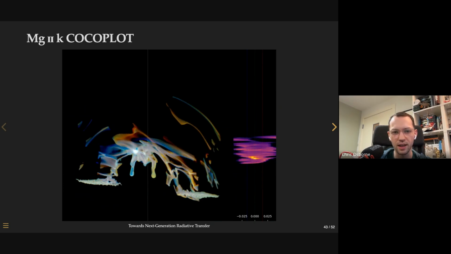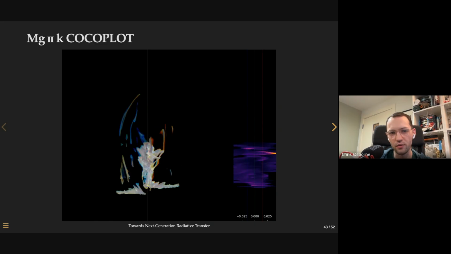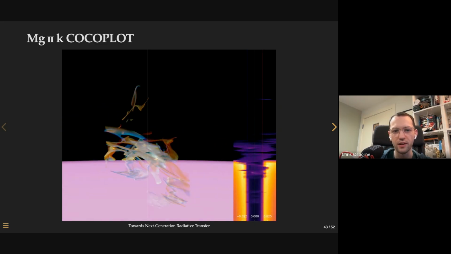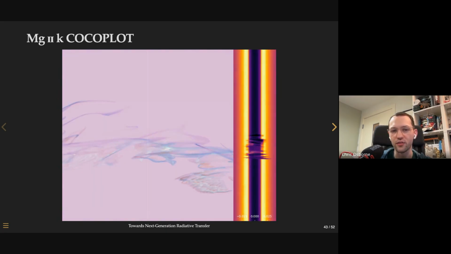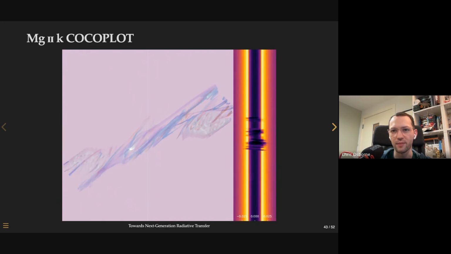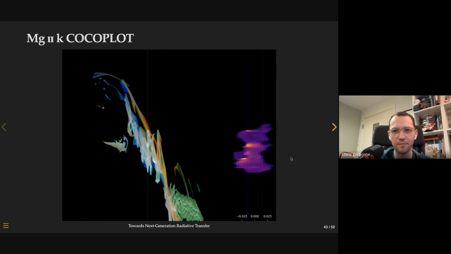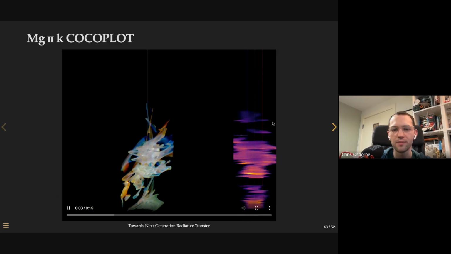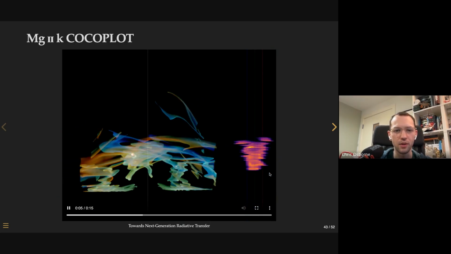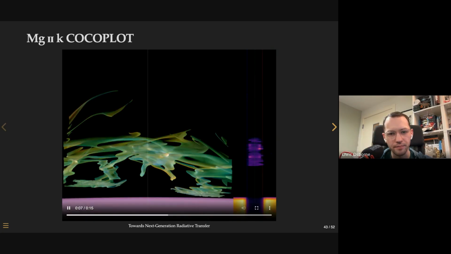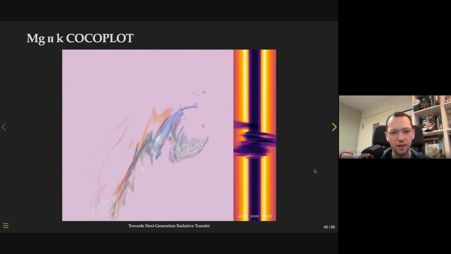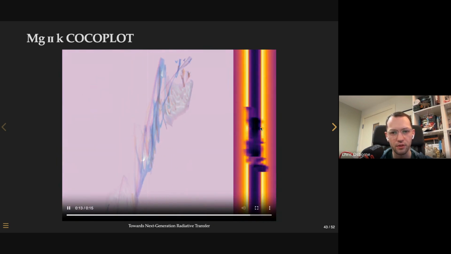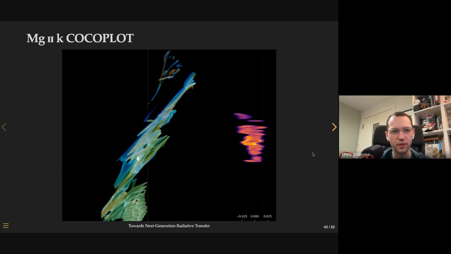So this is magnesium K. And we see overall, obviously the bulk red and blue trace the flows in the structure. Nobody's surprised by that. Sorry? Did somebody say something? No, I'll carry on. There's a lot of variation in profiles, particularly projected against the disk, there's a lot of variation in profiles there.